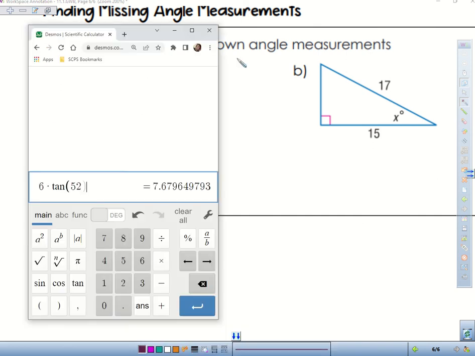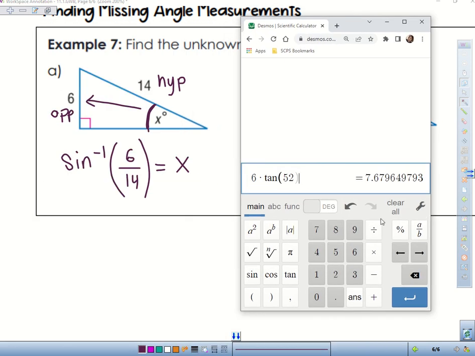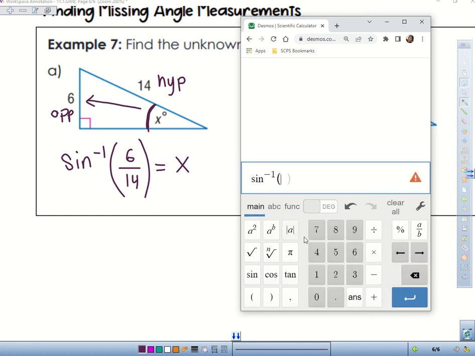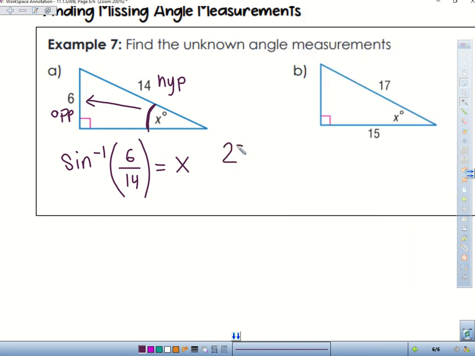So if you're going to be using Desmos, here's how you do it. What's the problem here? Do I have the right buttons I need over here? Do I have a sine inverse here? No. So if I click function, you see now I have the sine inverse button. And then I can do 6 divided by 14, which gives me the angle measure of approximately 25 degrees.